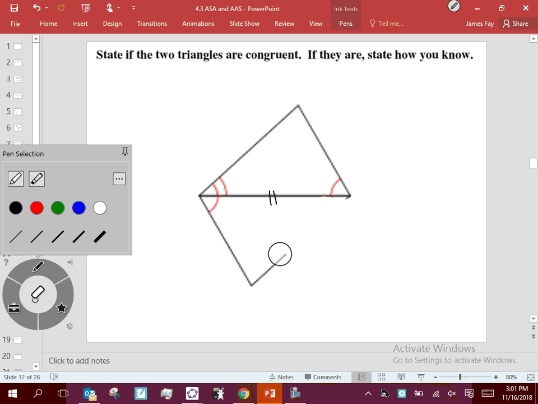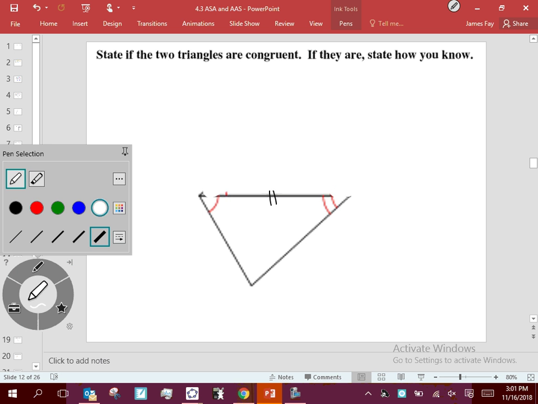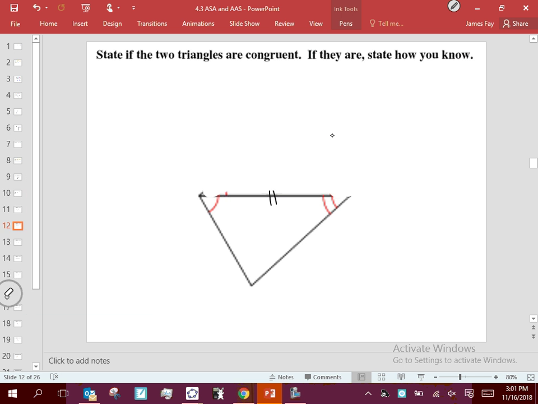Now what I need to do is cover up the other one. And I look there. Is that also angle side angle? Because I had ASA in both of them, and ASA is one of our postulates, I can make the argument that those two triangles are indeed congruent.